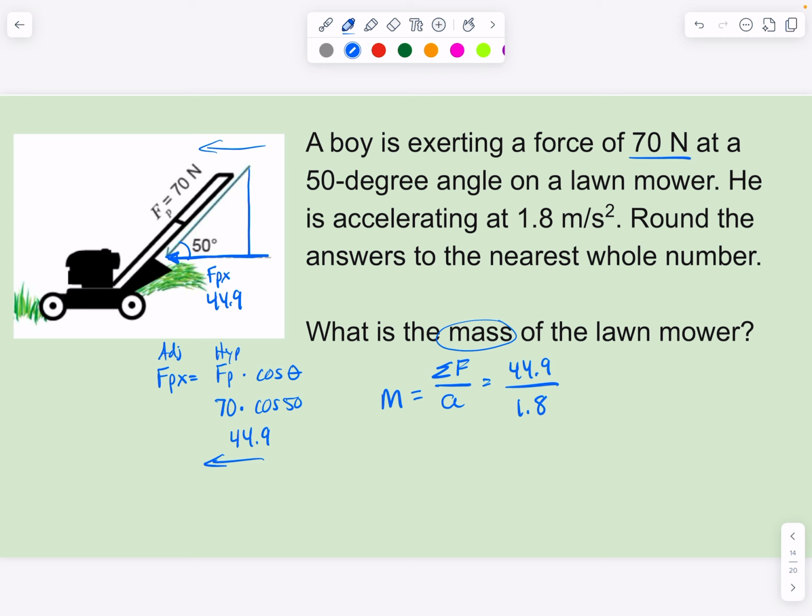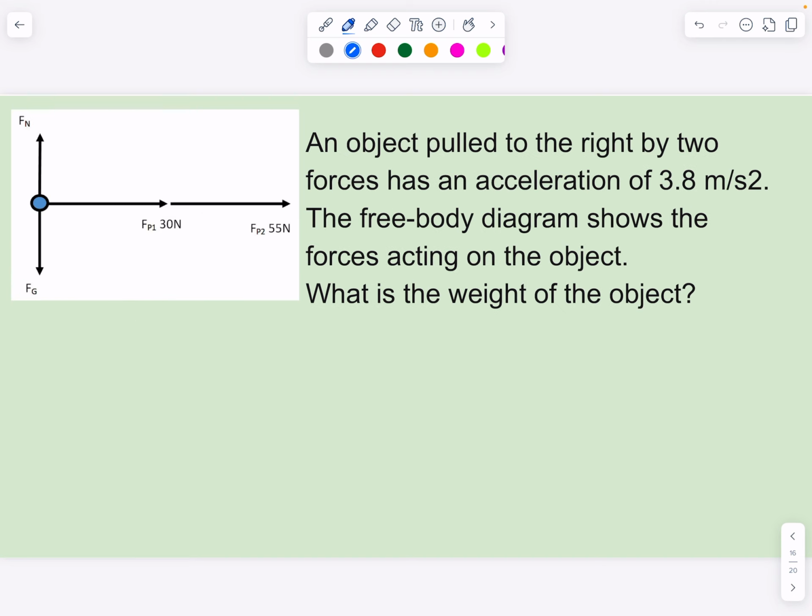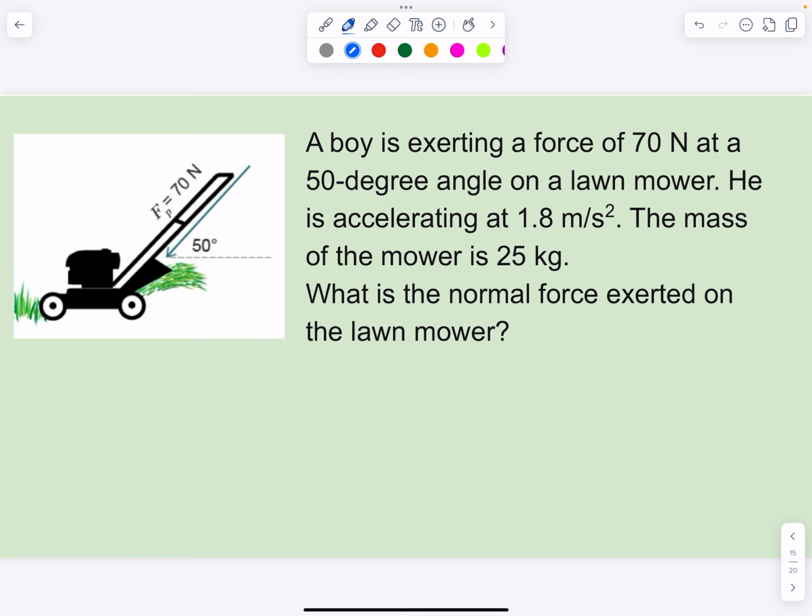And 44.9 divided by 1.8 is equal to 24.99, but the nearest full number, of course, is 25. So we're going to say the mass is 25 kilograms for that object right here. So our lawnmower is 25 kilograms. That is the mass of the object. Okay, so we know we have an object that weighs 25 kilograms, and now it wants to know what's the normal force exerted on the lawnmower.